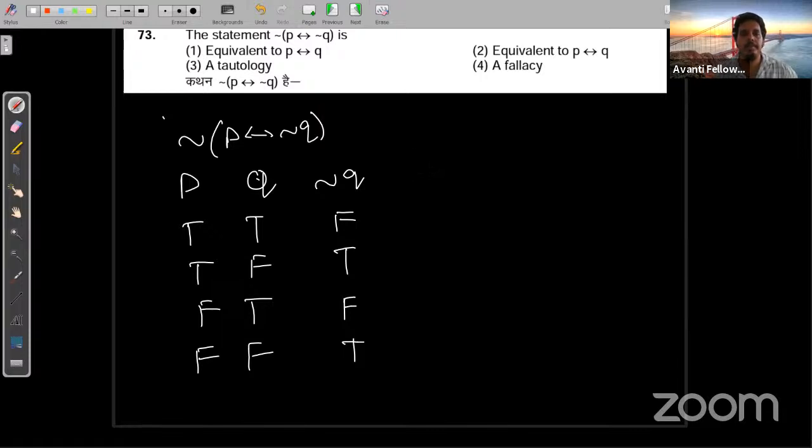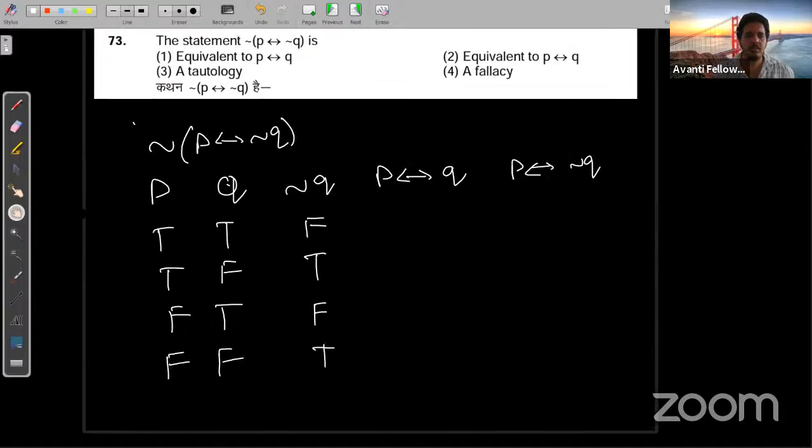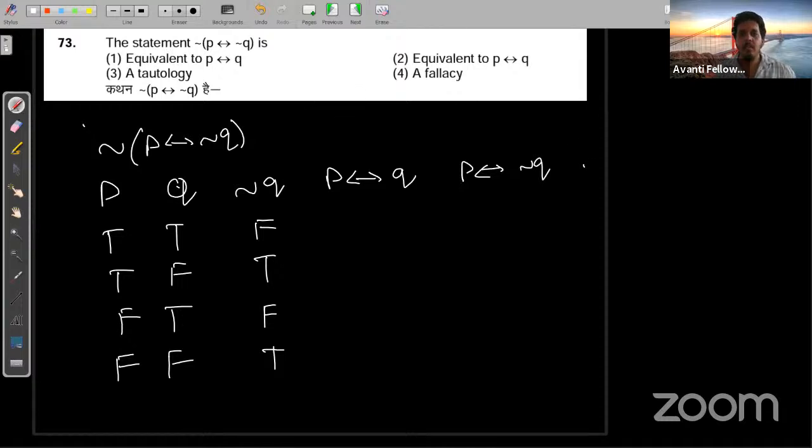Now tell me, you guys try to find what is P double implies Q, and what is P double implies negation Q, and what is negation of P double implies negation Q. Try to find out and can you please tell me what will be your answer? Which one can be your answer? Which option can be your answer?